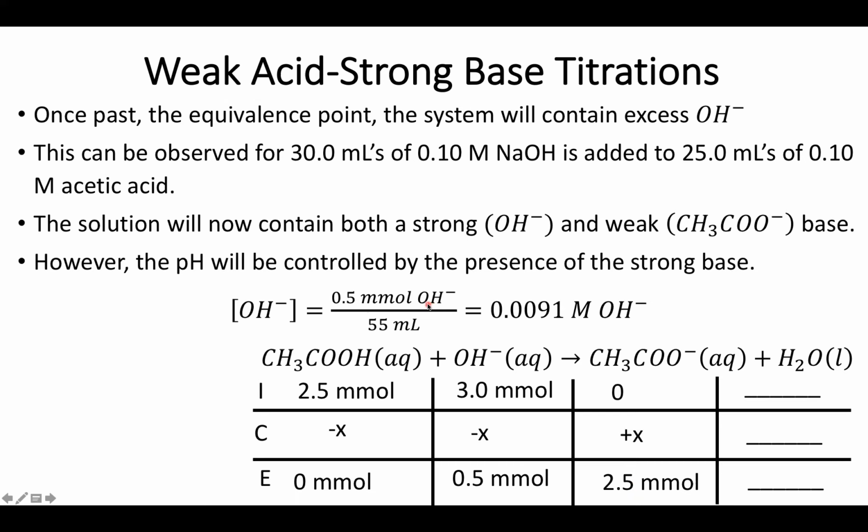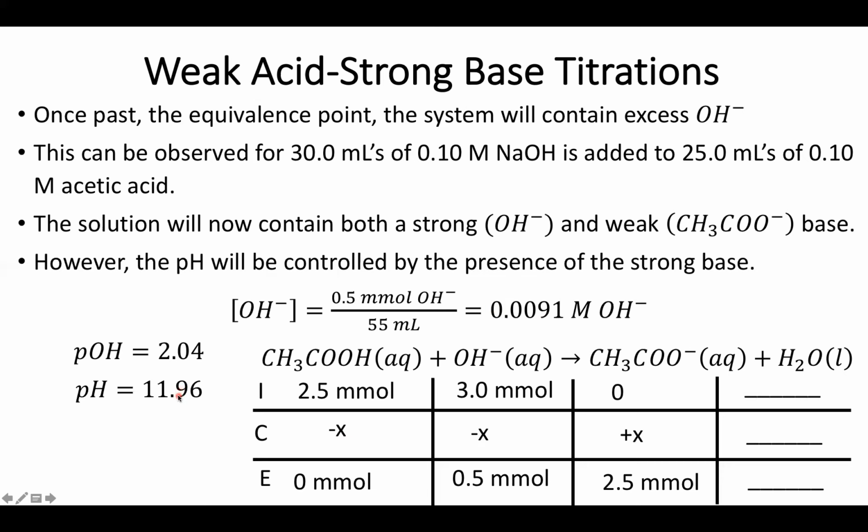We know how many millimoles are unreacted, and we know the total volume of the system by taking the combination of our original 25 milliliters with the 30 milliliters added. Using this, we find the concentration is about 9 times 10 to the negative third molar, or about 9 millimolar hydroxide. We can then find the pOH by taking the negative log of this concentration, and it turns out the pOH is about 2. We can then calculate the pH.